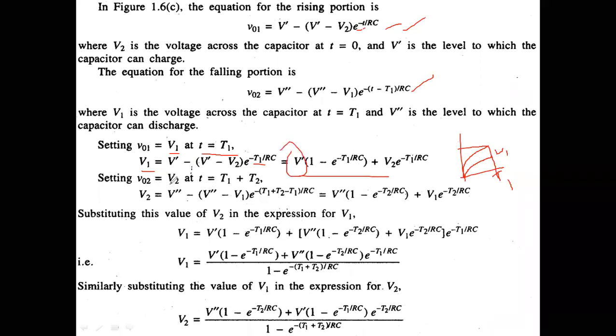Similarly, VO2 is nothing but V2, that means in the next cycle. If you see the next cycle, the output voltage reaches some voltage V2 at the total time period T, which is t1 plus t2. Instead of capital T, I have taken t1 plus t2. T1 is this time period and this is t2. Therefore, at t1 plus t2 our output voltage reaches V2. So my output voltage is V2 and the time period is t1 plus t2.